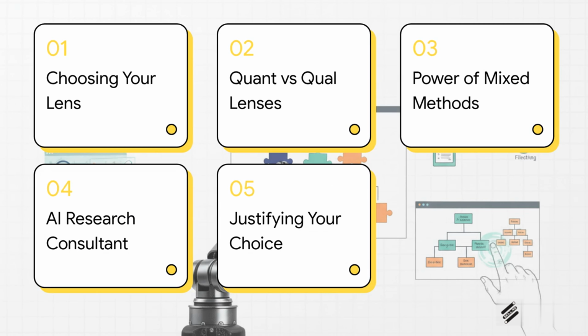So, here's our roadmap for today's explainer. We'll look at choosing your research lens, compare quantitative and qualitative approaches, explore the power of mixed methods, introduce AI as your research consultant, and finally, look at how to properly justify your choice.